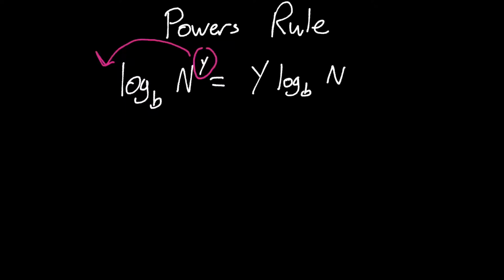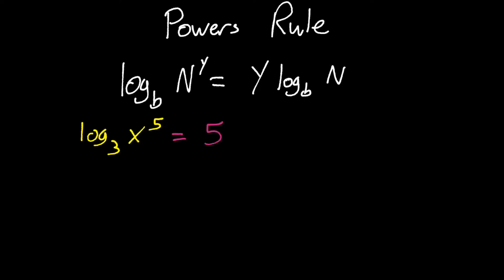So let's try a couple examples. First, we have the log base 3 of x to the 5th. Well, that looks a lot like this, so what's going to happen to that exponent on the x? Hopefully you're saying it goes in front, and you're right. We're going to take that 5 and it's going to go in the front. And we're going to have 5 times the log base 3 of x. And we've just simplified that.